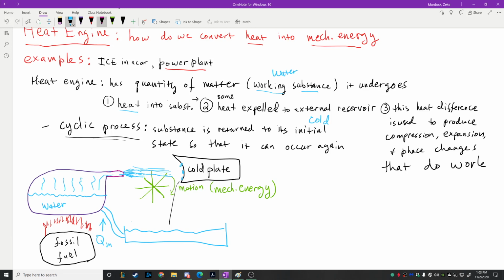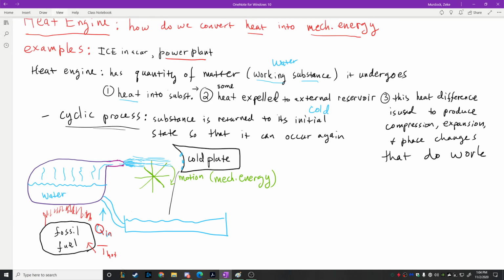Where does the heat go out of the system? So I said the process was heat comes in, heat gets expelled to an external reservoir, and the heat difference is used to do work. The cold plate, yeah, okay.